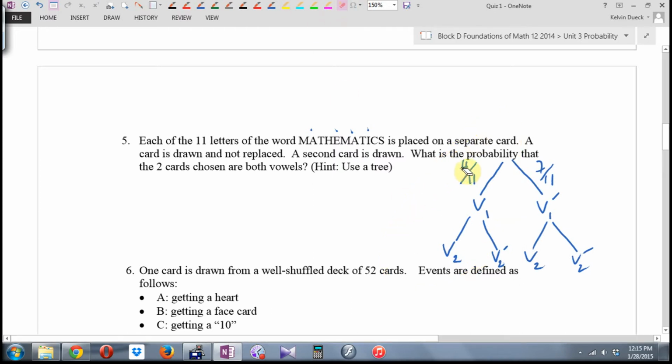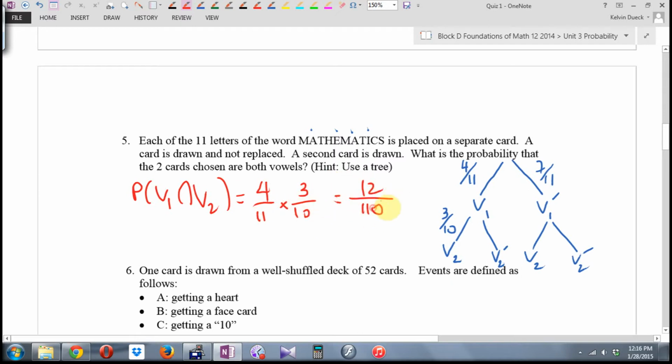Down this branch, we got a vowel. How many are left in the deck? 3. Out of 10. 3 out of 10. So, the probability of vowel 1 and vowel 2 is 4 out of 11, and 3 out of 10 is 12 out of 110. Or if you went to lowest terms, 6 out of 55.